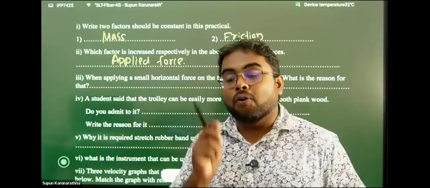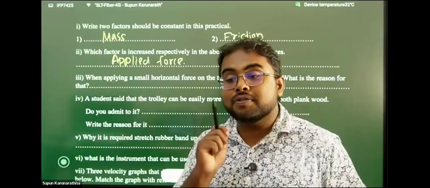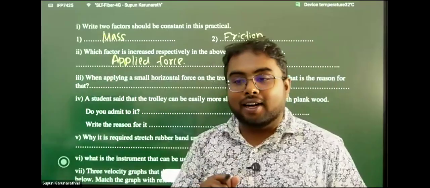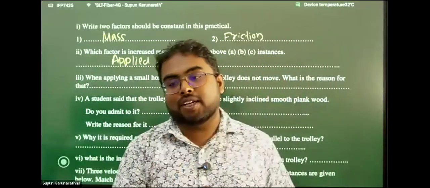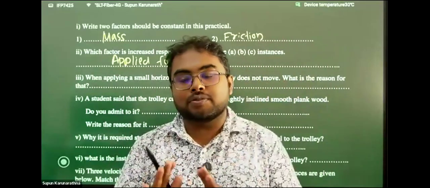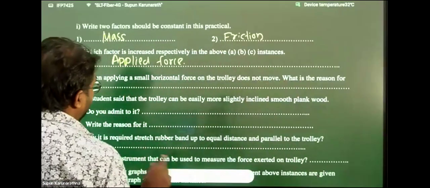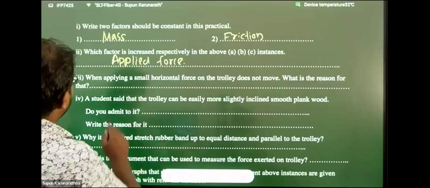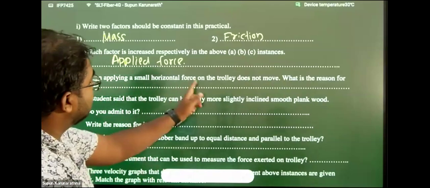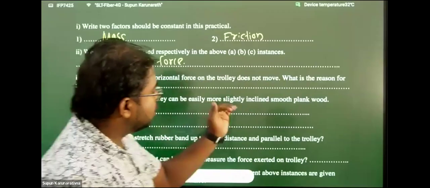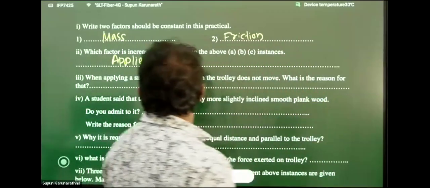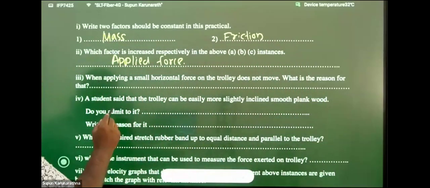To the point. Always we need to practice writing the right answer in the science paper to the point, right? Then with a short and sweet answer, you can take the complete marks. Don't worry about that. If you know the theory, then you can do it well, right? So when applying a small horizontal force, the trolley does not move. What is the reason for that? What do you think about that?